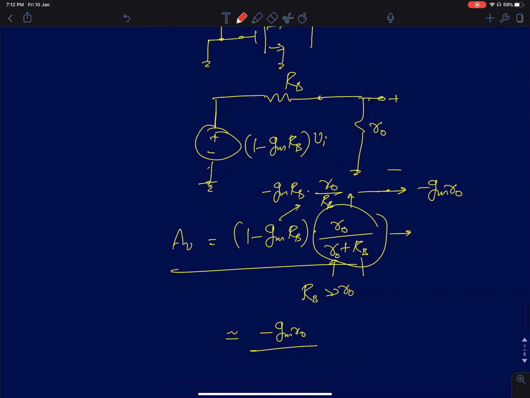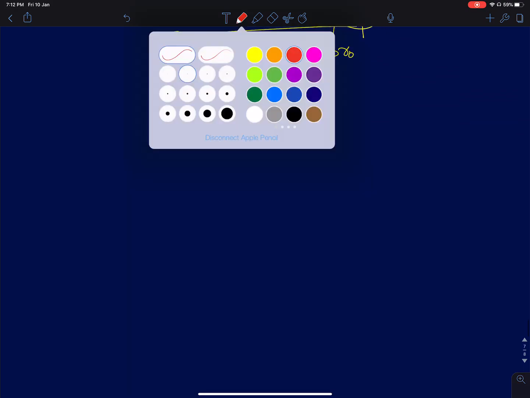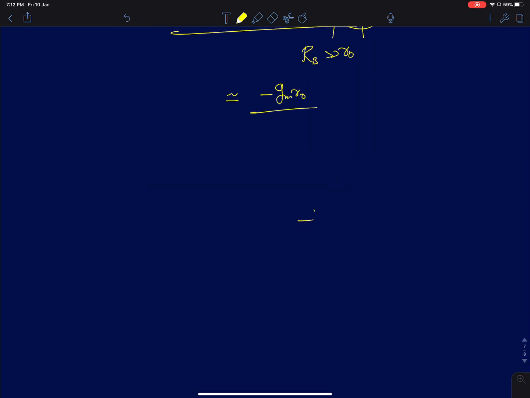Now you might also want to have gate and drain at different potentials. That can be done very trivially. Once you have the circuit, all you need to do is add a DC voltage. This is only for simulation. A DC voltage, let's call it Vx here. So this is RB. Again, no current flows through this. There is no gate current in the MOSFET.